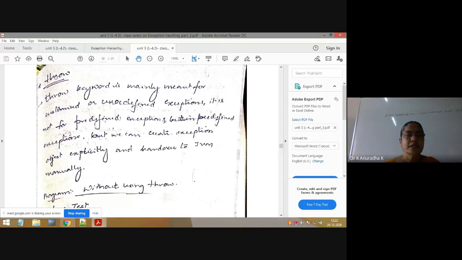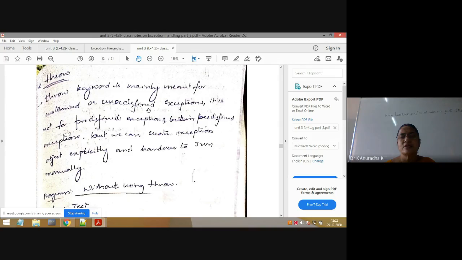What is the purpose of the throw keyword? The throw keyword is mainly meant for customized or user-defined exceptions. Already explained, there are 2 types of exceptions, predefined exceptions and user-defined exceptions. Predefined exceptions are designed by the Java developers. User-defined exceptions mean we have to write our own exceptions. Suppose you go to an ATM, you want to withdraw 5,000, but there is only 1,000 in the account.